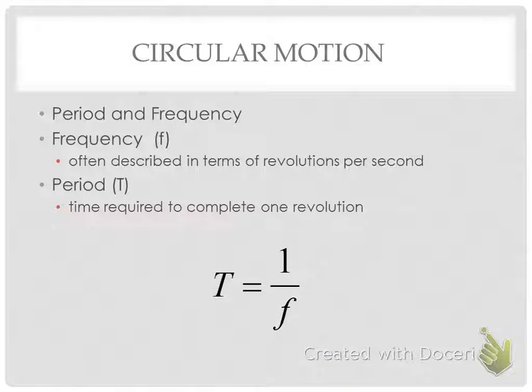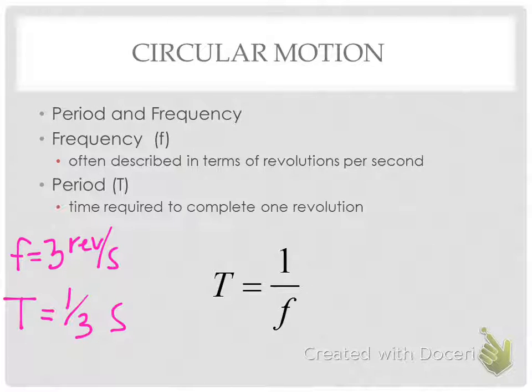So if I was using my little device over here, and I was spinning that, and I knew it made 3 revolutions in 1 second, is that period or frequency? Good. My frequency would be 3 revolutions per second. So what would my period be? 1/3, right? 1/3 of a second.